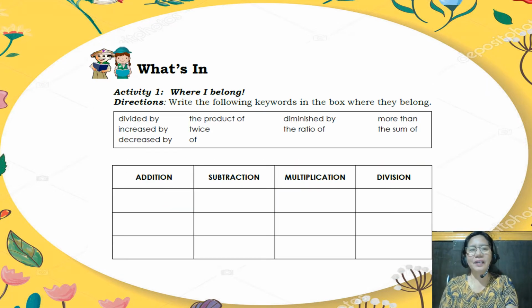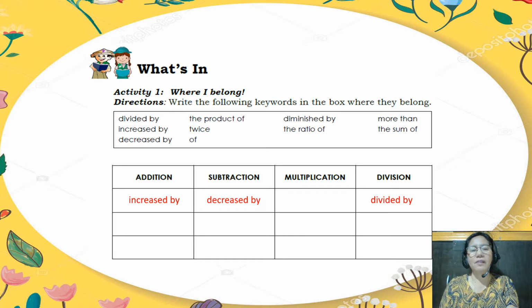Let us identify the keywords in the box if they belong to addition, subtraction, multiplication, or division. The first phrase is "divided by," so it is division. "Increased by," increased meaning addition. "Decreased," that is the opposite of increased, so that is subtraction.